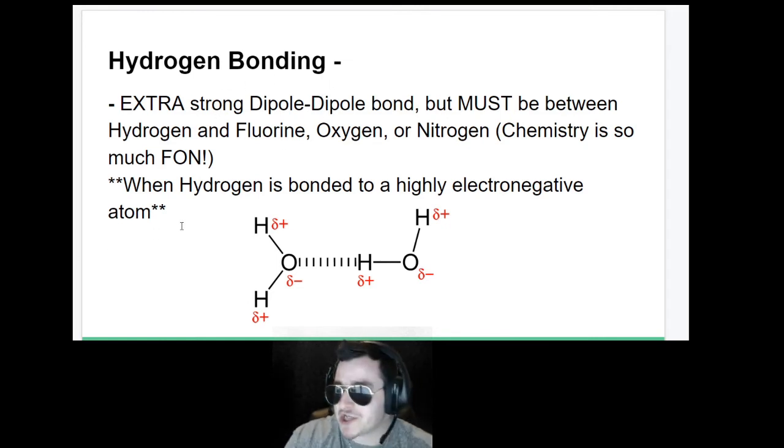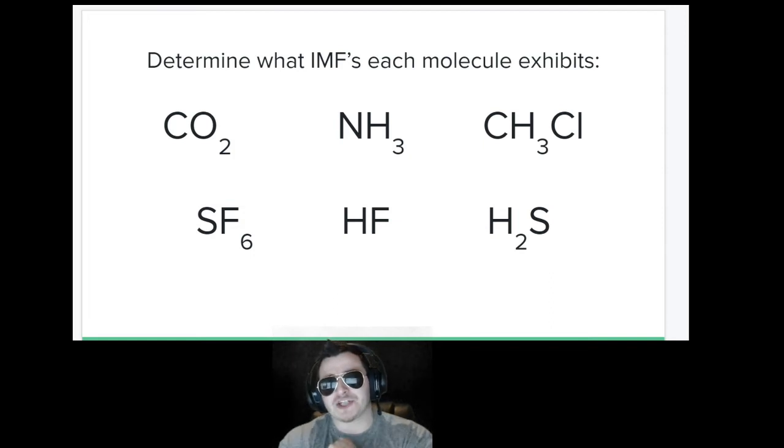So now, to finish up today, we're going to look at a couple of questions which are going to require us to draw Lewis structures. If you can't draw Lewis structures, you're not going to be able to do intermolecular forces and assess these questions here. Determine what intermolecular forces each molecule exhibits.